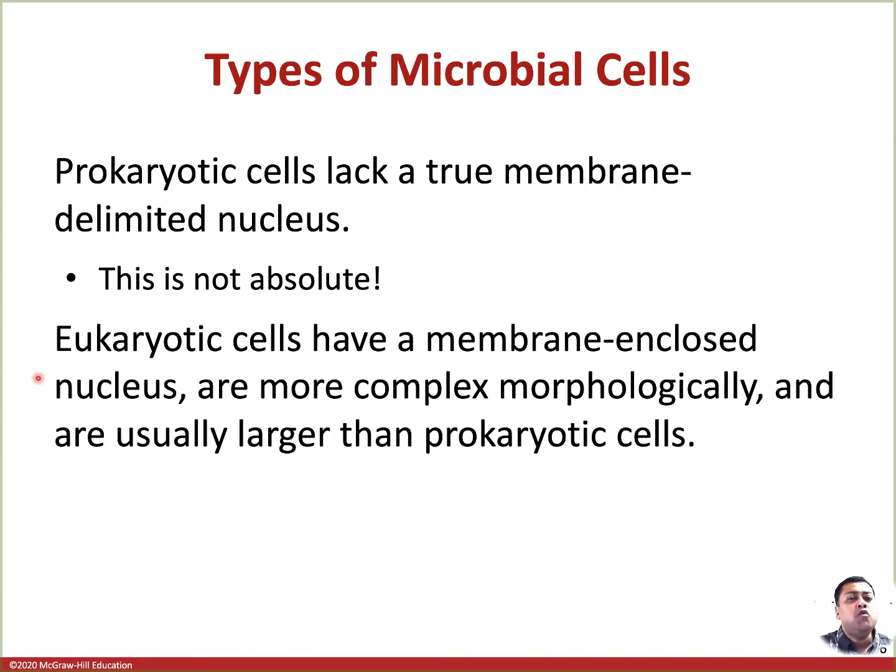On the other hand, eu means true, and karyote is a nucleus. So eukaryotic means a true nucleus. These cells have a membrane-enclosed nucleus, are more complex morphologically, and are usually much larger than a prokaryotic cell. For example, our cells, human beings, are eukaryotes, and fungi and even protists have eukaryotic cells, whereas the archaea and the bacteria that we talked about before are prokaryotic types of cells.